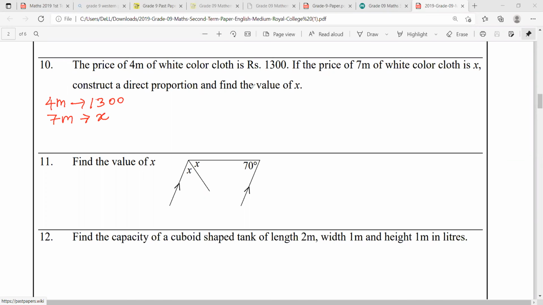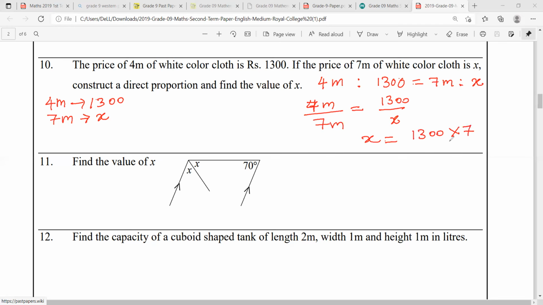So you can do it like this: 4m is to 1,300, and this is also equal to 7m to X. Therefore, 4m divided by 7m equals 1,300 divided by X. So you can do the cross multiplication, and X is equal to 1,300 into 7 divided by 4, and then you get the answer.